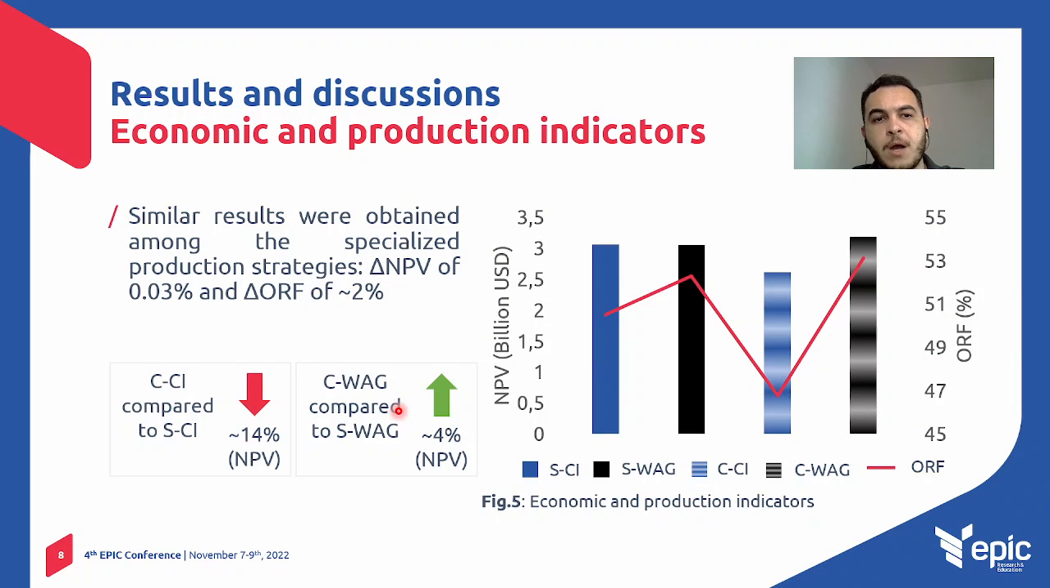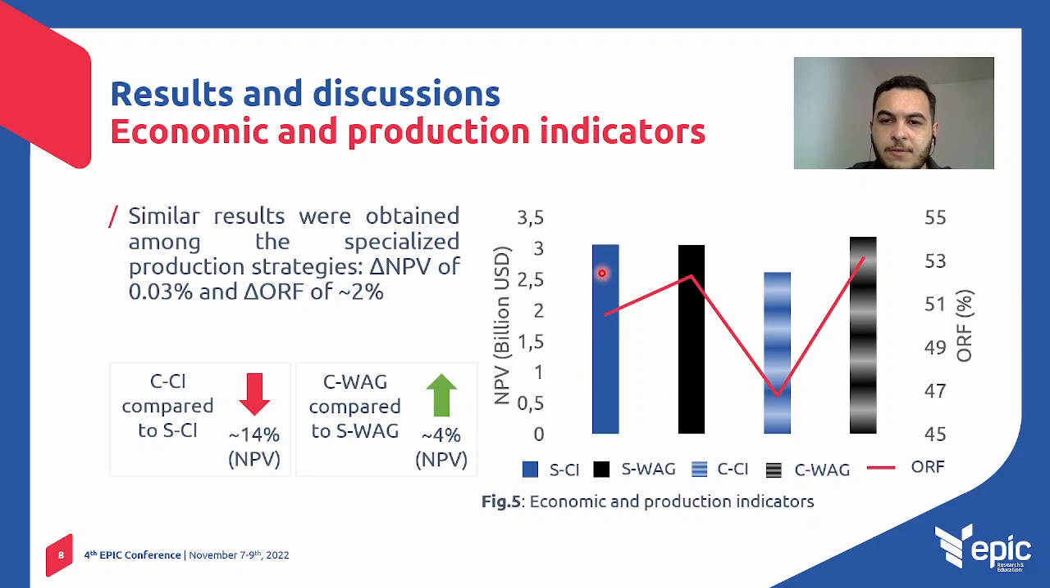Here I have the results of economic and production indicators. In solid colors I have my specialized strategies, and in gradient colors I have my cross simulation strategies. In blue I have the continuous injection, and in black I have my WAG injection results. And in red I have the oil recovery factor.